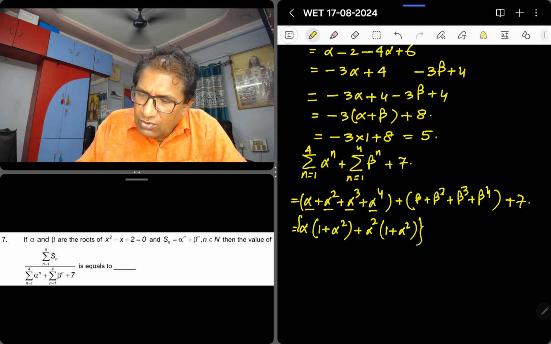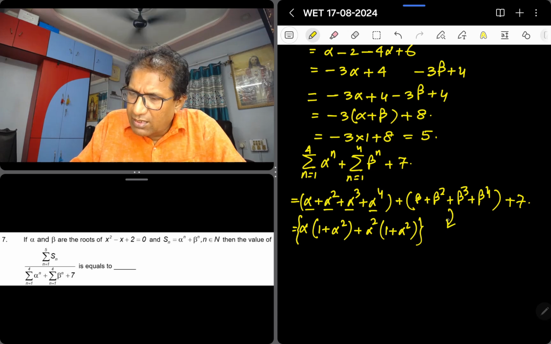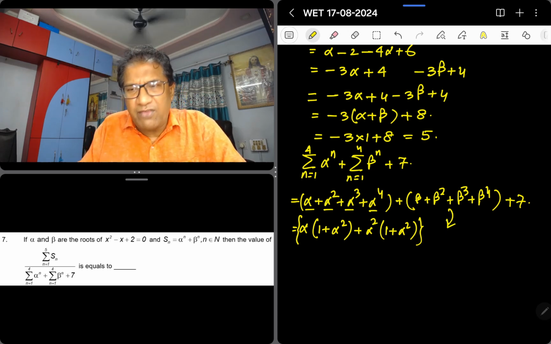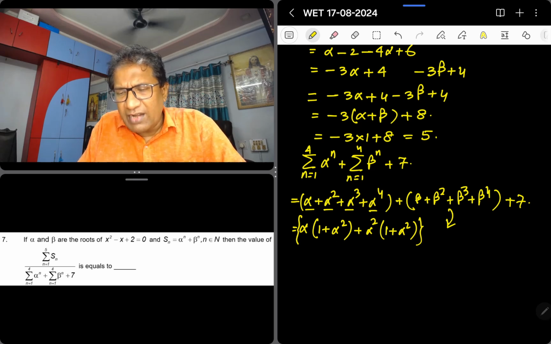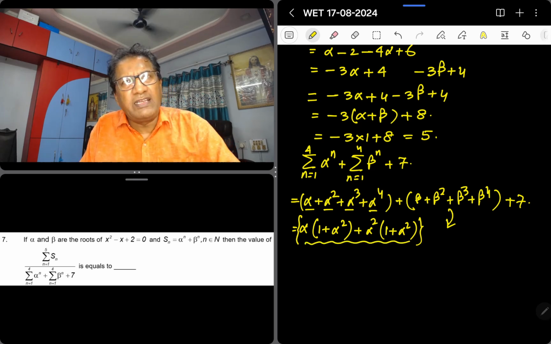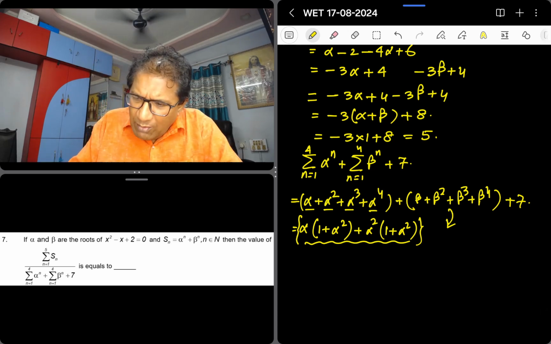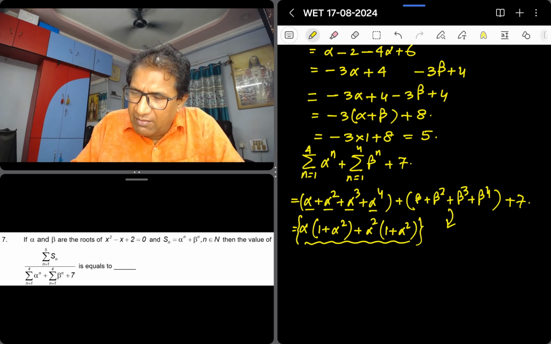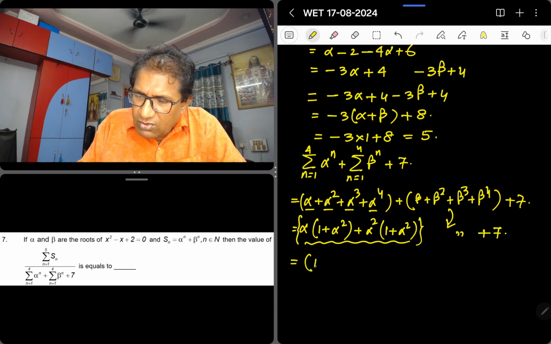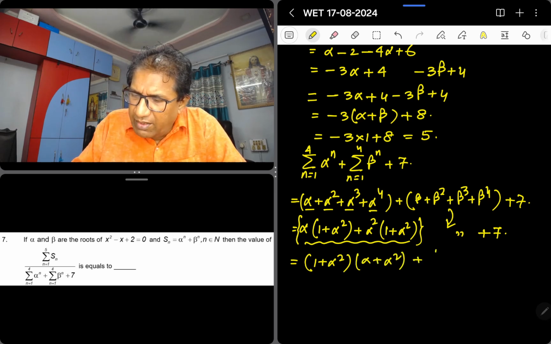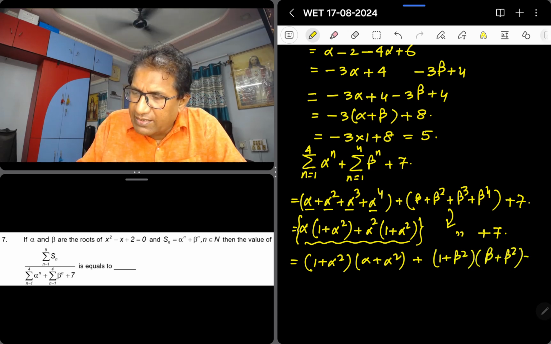Right? So, I am not doing this beta thing because it will be exactly the same way as I'm doing with the alpha. So whatever simplified version we get for alpha will be exactly the same for beta. So I'm not doing beta anymore because it will be a waste of time. So it's 1 plus alpha square into alpha plus alpha square, plus the same thing with beta, that is 1 plus beta square, beta plus beta square, plus 7.